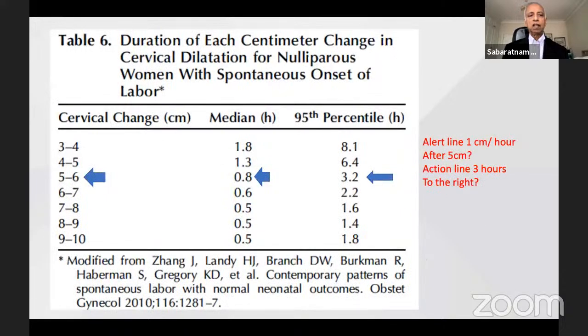And numerically, if you look at it, to dilate from 3 to 4 centimeters takes a median of 1.8 hours, but it might take as long as 8 hours. So please keep that in mind, 8 hours. So you can give early labor a long time to dilate, because that's the 95th centile. 4 to 5, 1.3, and 6 hours. 5 to 6, as Zhang mentioned, it dilates at 0.8 centimeter per hour, and the 95th centile is 3 hours. So if you're going to construct another partogram now, you would do the alert line at 1 centimeter starting after 5 centimeters, and the action line 3 hours to the right. And that is about the labor care guide. You give as much time as possible in early labor.